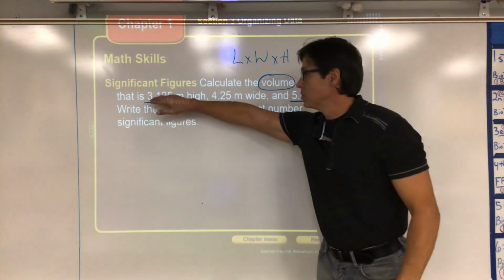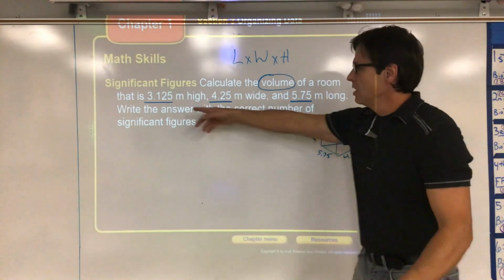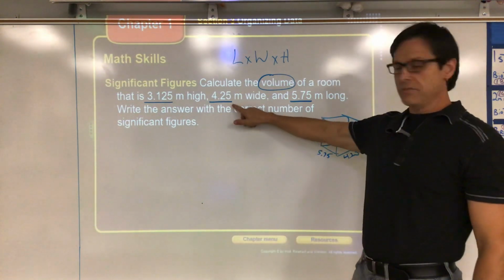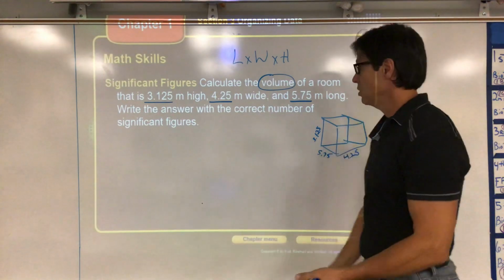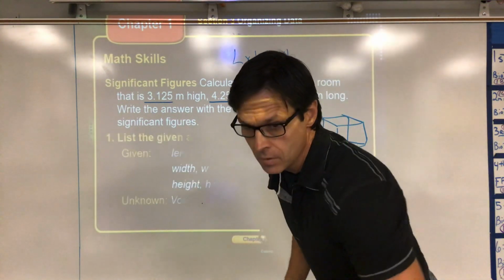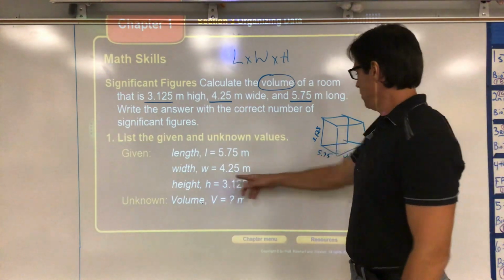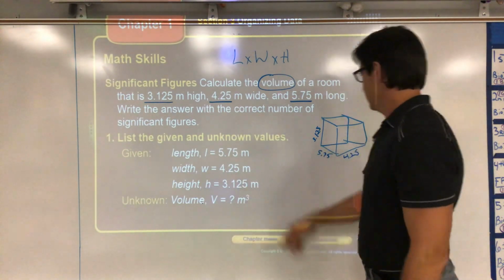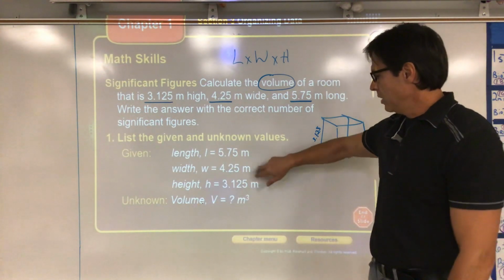So basically all I'm doing is I'm going to times these 3 numbers together. We can all do that. We can punch 3.125 times 4.25 times 5.75 in our calculator. We're going to get a big value, okay? And in that value, there's my length. Did I do it right? Length, width, and height, okay? So when I times all 3 of those together, I'm going to get what?